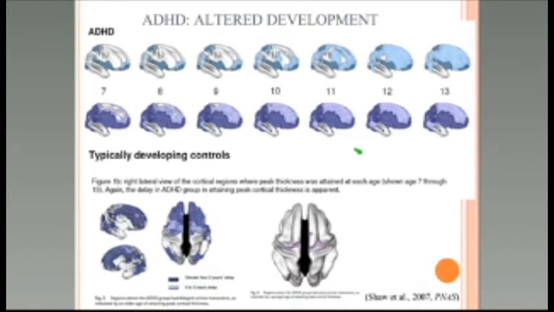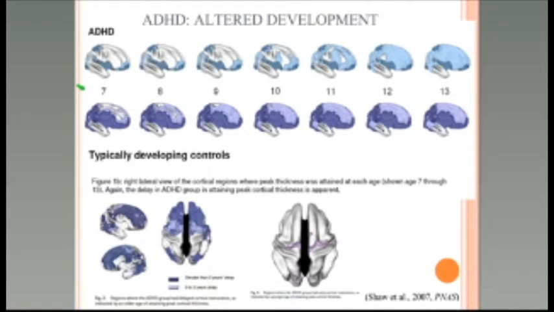So in this case, the numbers that you see reflect the age 7, 8, all the way up to 13. So during that sort of elementary to middle school age, what you see is that the darker color reflects areas in which there are more than 2 years of a delay between children with ADHD and typically developing controls.